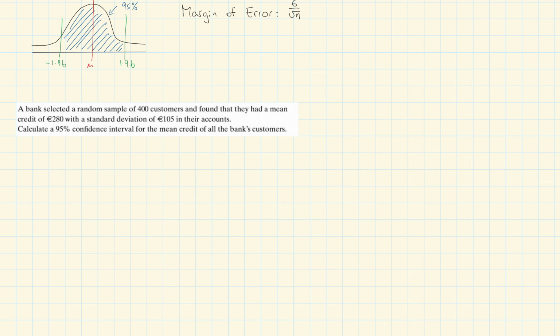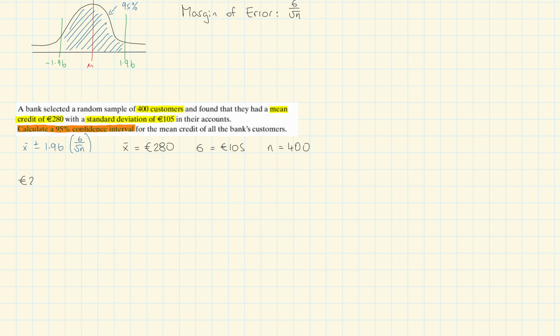So to start off, we highlight what we have. They tell us 400 customers. They had a mean credit of 280, standard deviation. And then here's our question itself. Calculate a 95% confidence interval. So first thing you'll do is write down your formula, x bar plus or minus 1.96 times sigma over root n. Our x bar, they tell us, is 280. Our standard deviation is 105. And n is the number of people, so 400.